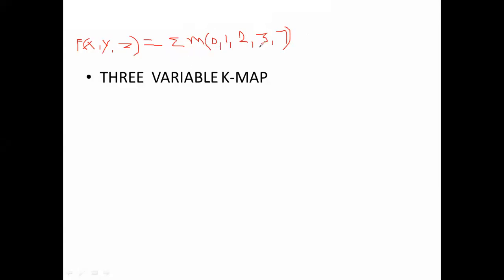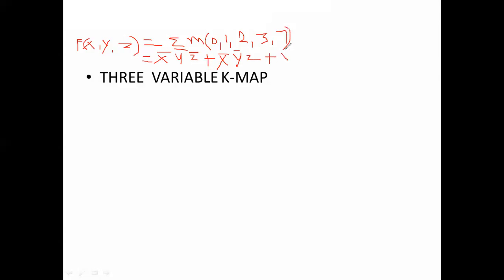So 0, 1, 2, 3, 7, what is the expression you will be getting? 0 means 0, 0, 0, that is x bar, y bar, z bar, plus 1. 1 means 0, 0, 1, that is x bar, y bar, z, plus 2. 2 means 0, 1, 0.